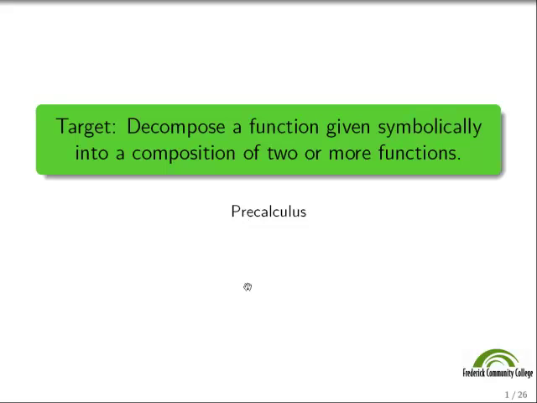Okay, here's the learning target. Decompose a function given symbolically into a composition of two or more functions. Before, we had two functions, we composed them, and we got the result. Now we want to see if we have a function, can we decompose it into two functions such that if we took their composition we get that function.